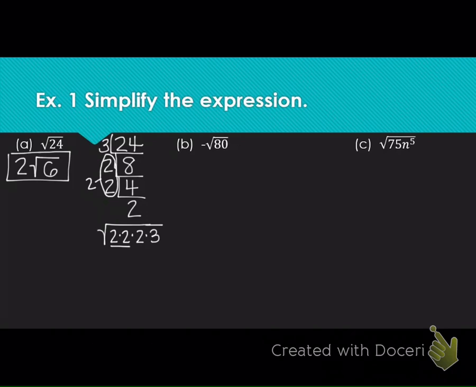Now, let's look at letter B. Am I going to do anything with the negative that is outside the radical right here at the beginning? No, so I'm going to go ahead and bring it down because it is going to be part of my answer, but it has nothing to do with my upside down division. So I'm going to take 80, and I'm going to do upside down division. What goes into 80? 5. And what else? 2.